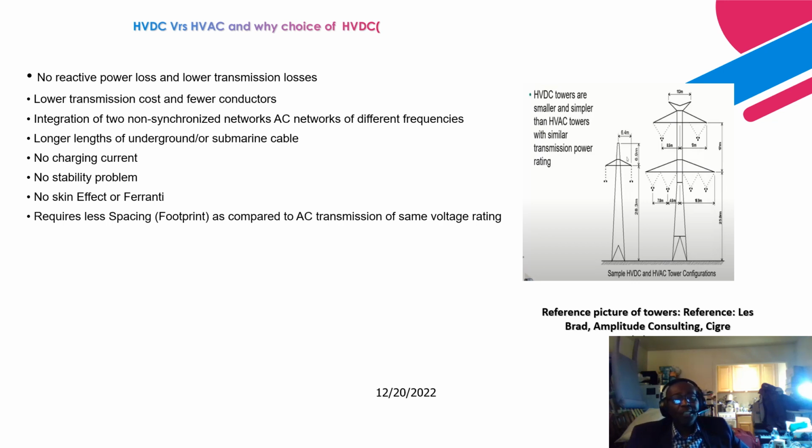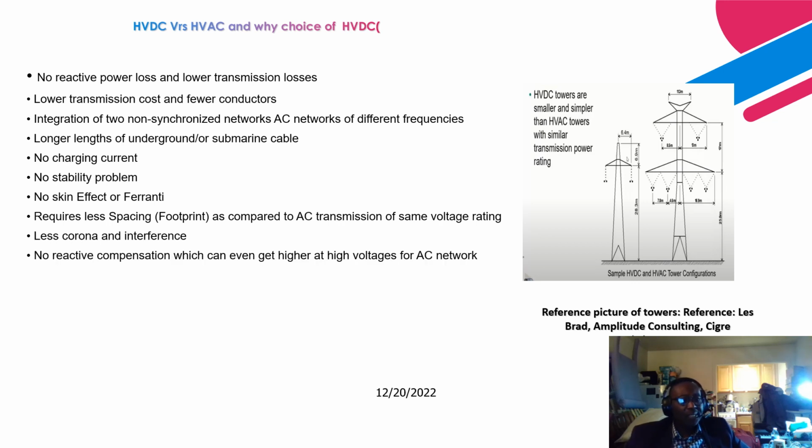And also for an AC transmission system, since you require reactive power compensation at various distances, at the transmission level, you require it for every 450 to 500 kilometers. That introduces the need to install capacitors and static var compensators. That itself introduces much more footprint and much more spacing.